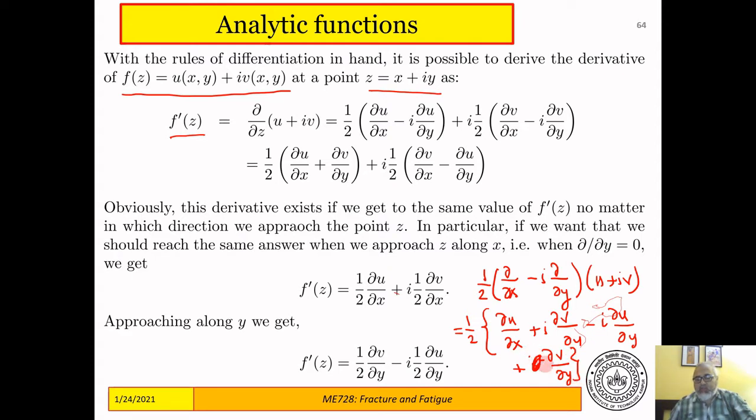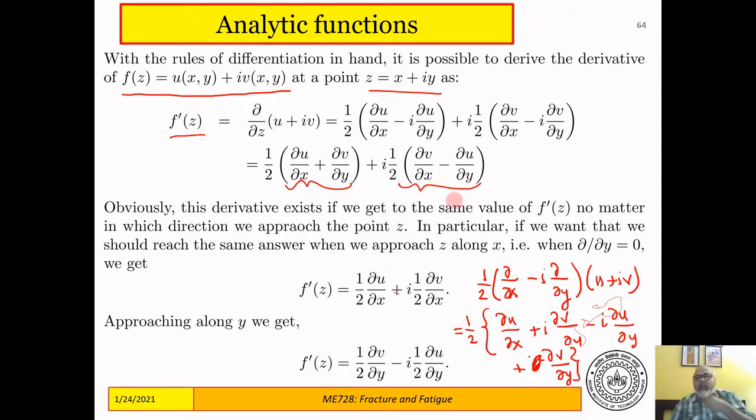Take the imaginary and real parts separated. So you have ∂u/∂x plus ∂v/∂y as the real part. This is the real part of f'(z), and this is the imaginary part of f'(z).